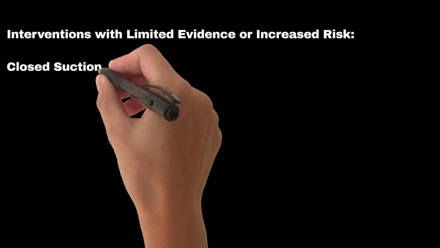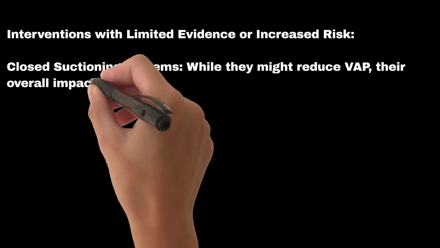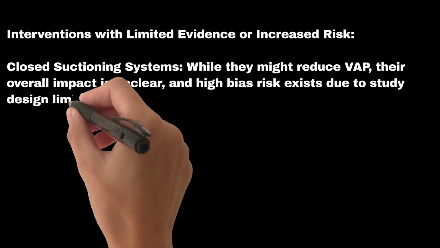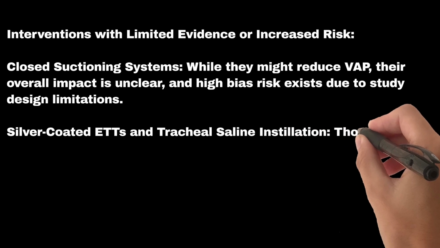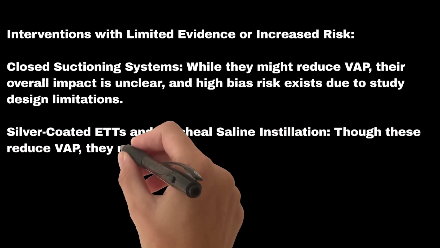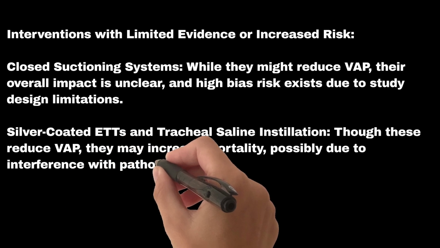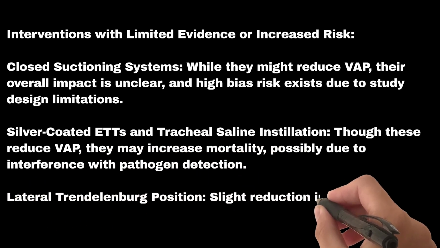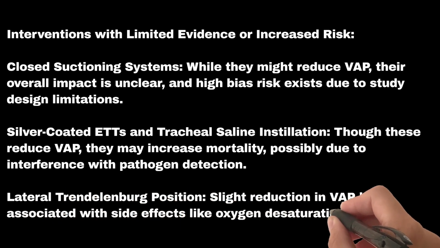Interventions with limited evidence or increased risk. Closed suctioning systems, while they might reduce VAP, their overall impact is unclear, and high bias risk exists due to study design limitations. Silver-coated tubes and tracheal saline instillation, though these reduce VAP, may increase mortality, possibly due to interference with pathogen detection. Lateral Trendelenburg position: slight reduction in VAP but associated with side effects like oxygen desaturation.